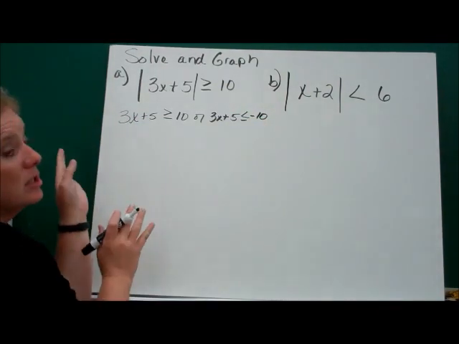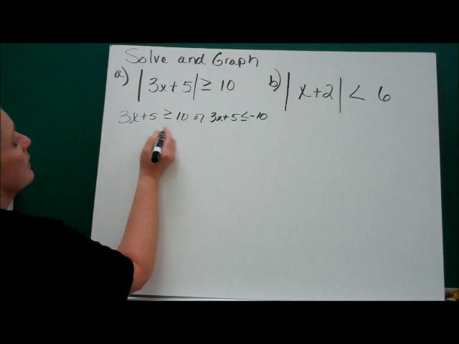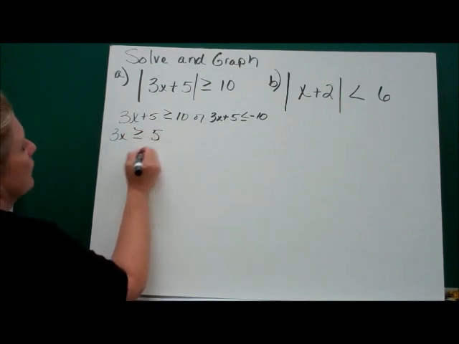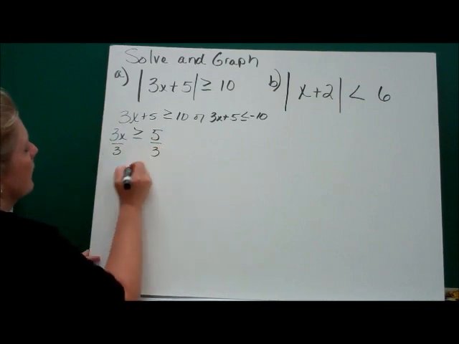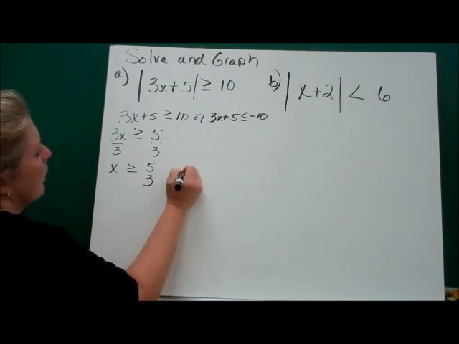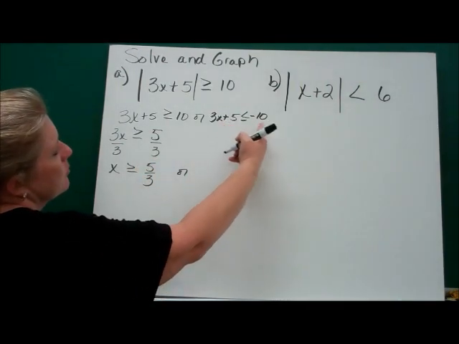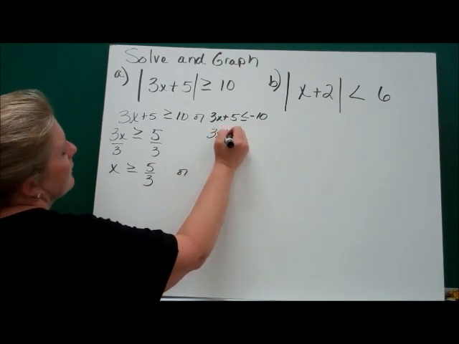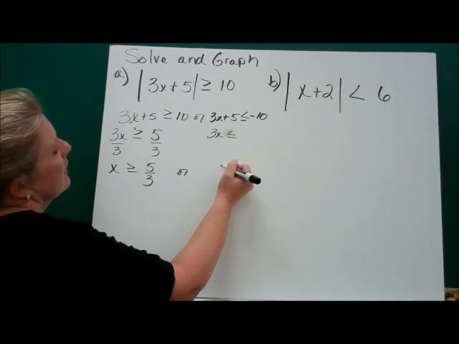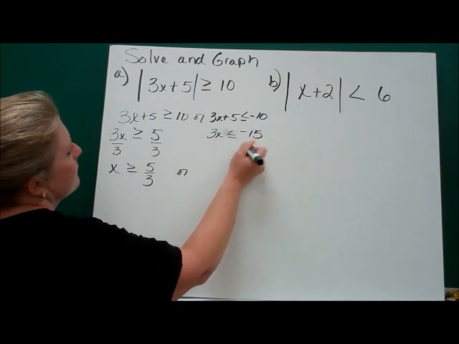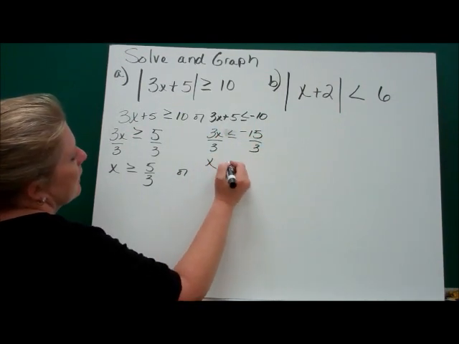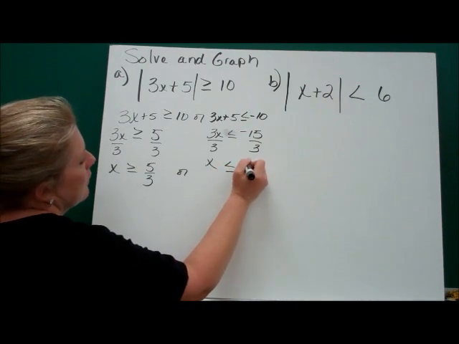Now we have two equations to solve, and we solve them. So we subtract 5, so we've got 3x is greater than or equal to 5, divide by 3. So x must be greater than or equal to 5/3, or we subtracted the 5, right? Right. 3x must be less than or equal to negative 15, divide by 3. So x is less than or equal to negative 5.